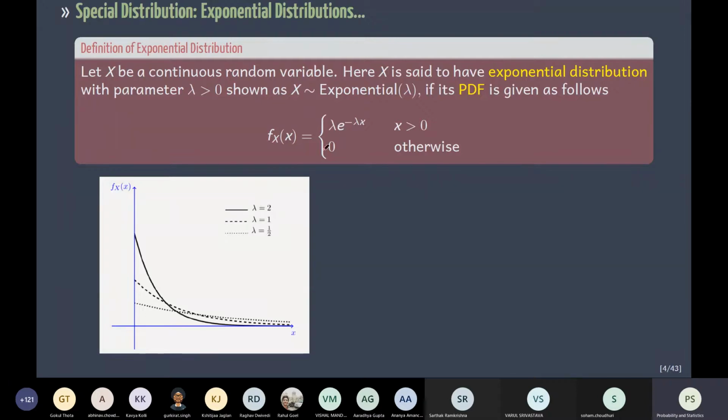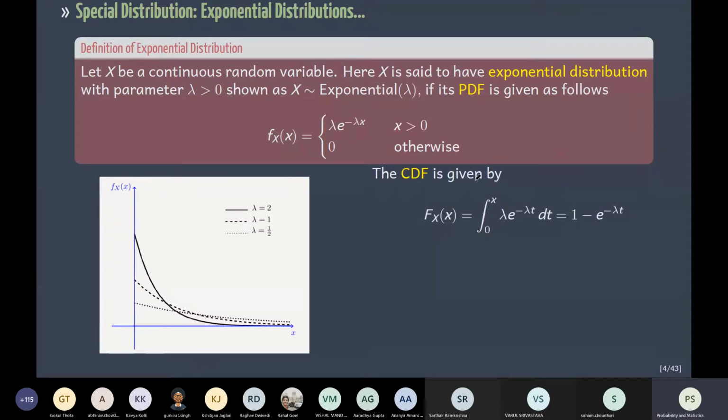If I plot this graph for various values of lambda, this is lambda equals 1 here, and this is lambda equals half. We can plot these curves for various values of lambda. One thing we note is that this is a decaying function, and it is defined over all x greater than 0, so from 0 to infinity. The integral of f(x) dx must be 1. These are the conditions that it must satisfy.